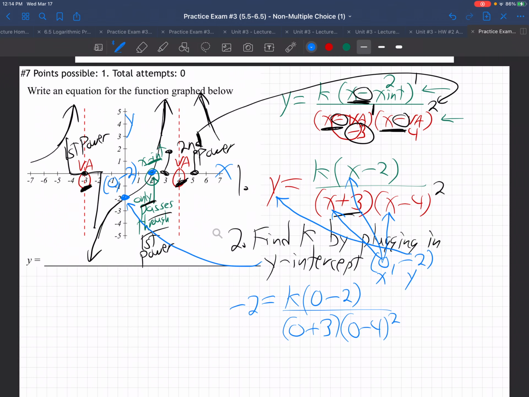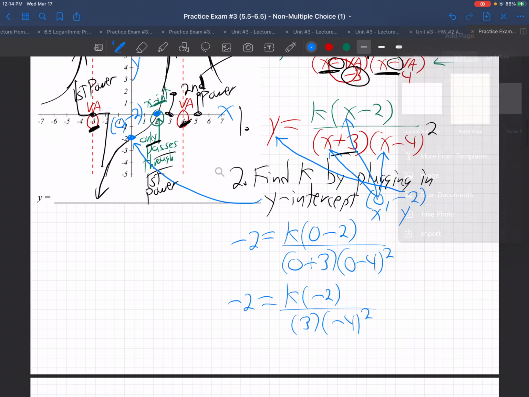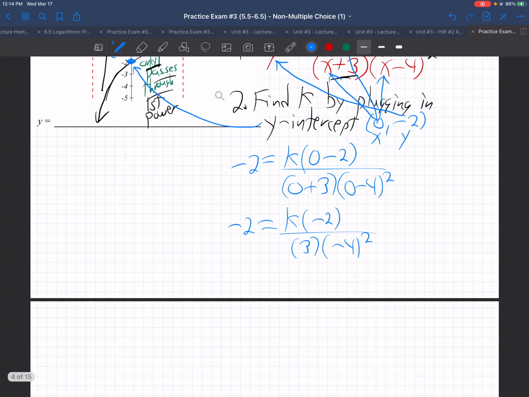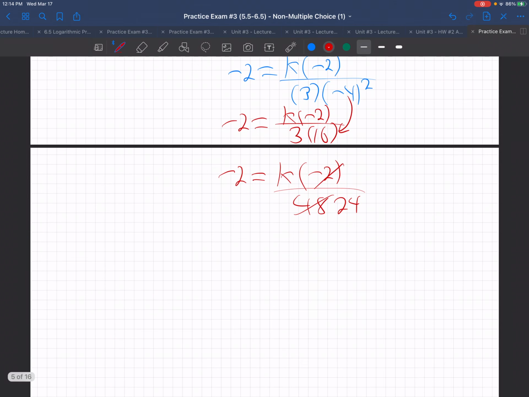And what do we get then? We get k times -2 over 3 times -4 squared. So this is going to be -2, k times -2 over 3 times 16, right? -4 squared is 16. So that's -2 is k times -2 over 48. And then 2 goes into 48 24 times. So -2 is k. I'll just put the negative on the bottom.